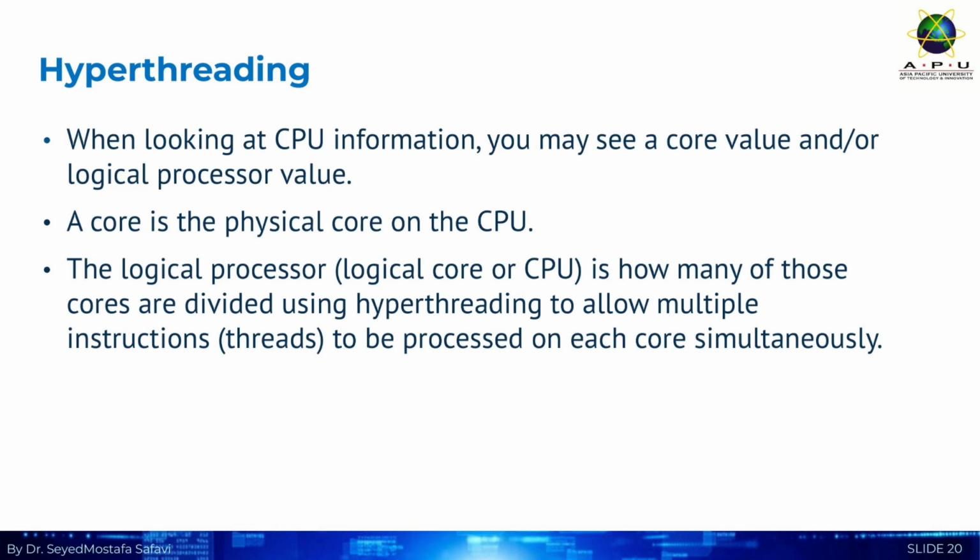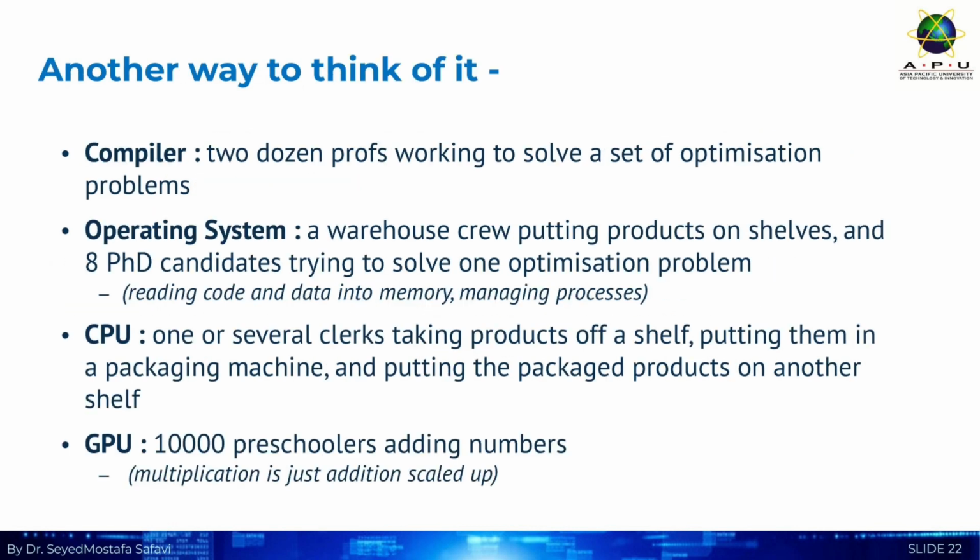To wrap up, this slide gives you a fun, intuitive way to understand the complex hierarchy of a computer system using analogies. Compiler, the team of PhDs meticulously planning and optimizing the build process. Operating system, the warehouse crew, the managers, making sure resources are available and processes are running. CPU, the efficient clerk, handling complex sequencing and packaging one product at a time. GPU, and finally, the 10,000 preschoolers adding numbers.